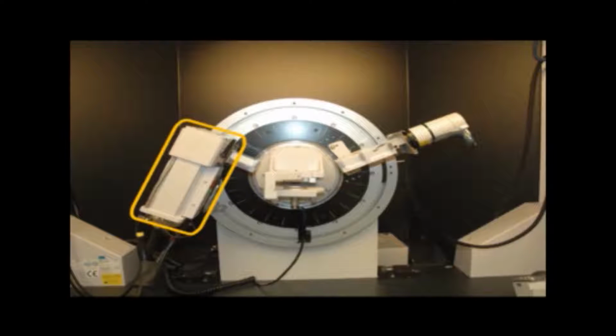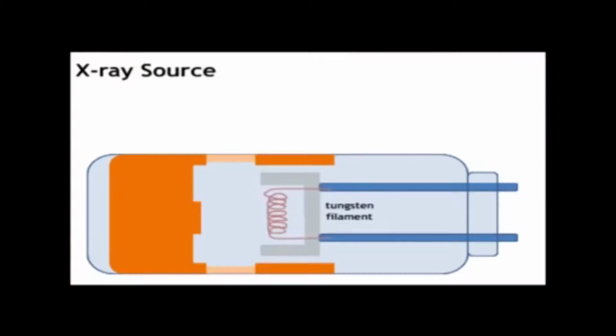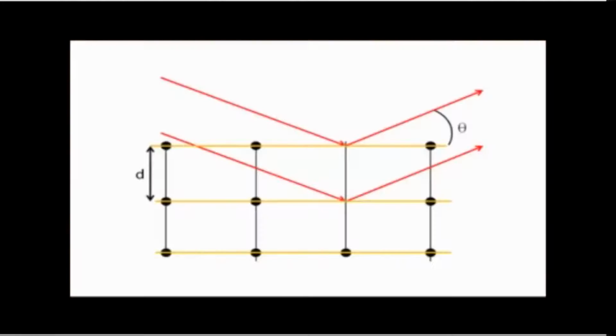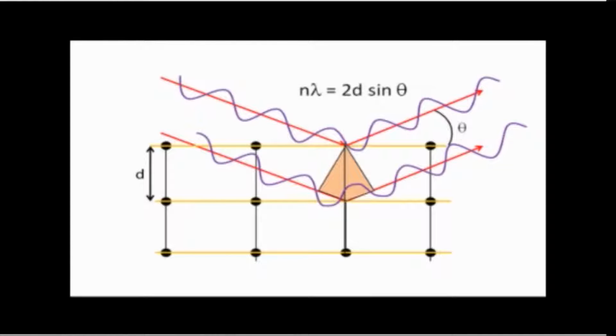To begin with, you must have a monochromatic X-ray source, and in this case, as you can see, the X-ray is coming out of the system from a tungsten filament, going to a copper target, and the X-ray is passing through a beryllium window. It is designed in such a manner that you get a monochromatic X-ray source. This monochromatic X-ray source is coming to the sample, and from the sample it is going to the detector.